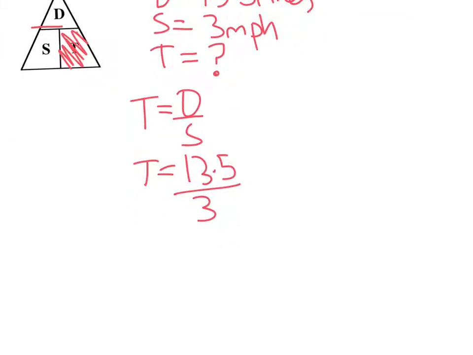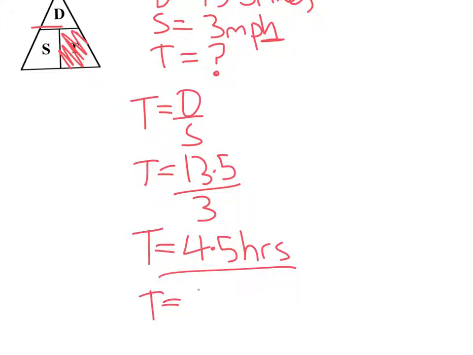Put that into my calculator. So 13.5 divided by 3 is 4.5. Now, as we have hours in our speed units, our answer is in hours. So it's 4.5 hours, or 4 hours 30 minutes.